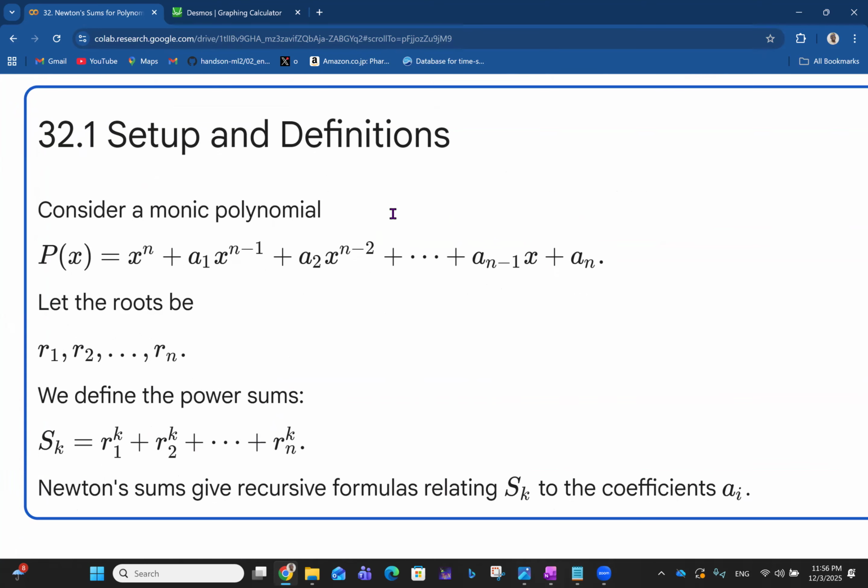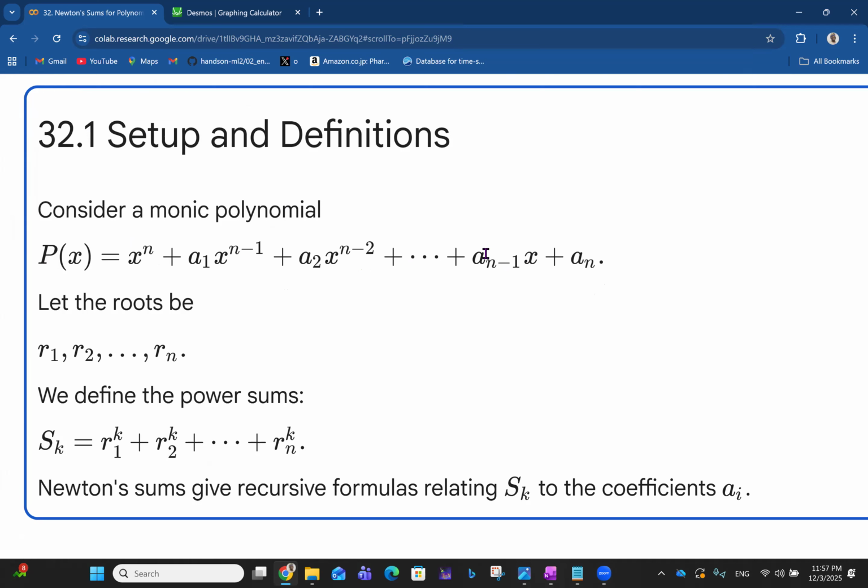Consider a monic polynomial. Of course, a polynomial is monic if the coefficient of the x with the highest exponent is 1, right? So consider a monic polynomial p of x equals x raised power n. Take note that there's no a sub n here. If there would be a sub n at all, it is actually 1. So a sub n is 1. Then plus a1 x raised power n minus 1 plus a2 x raised power n minus 2 plus all of that plus a(n minus 1) x plus an. The an here is the constant actually.